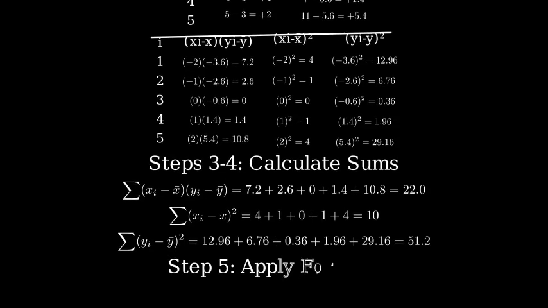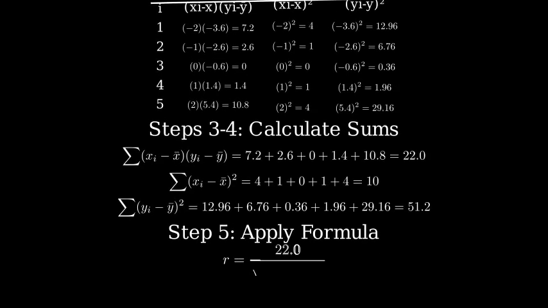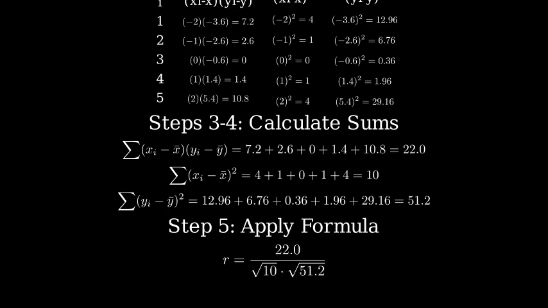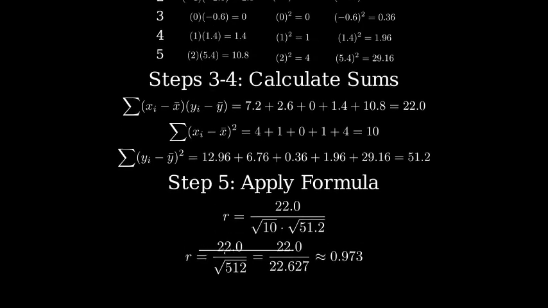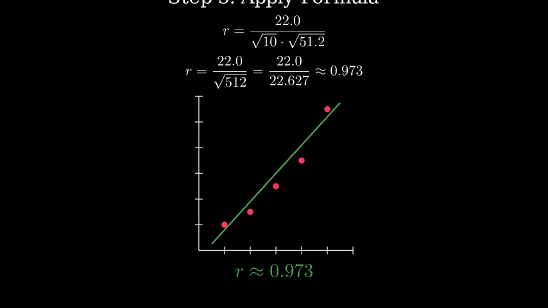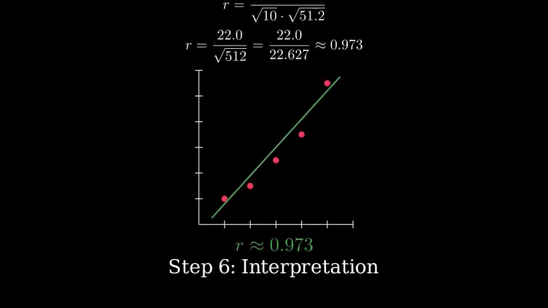Step 5. Now we can apply the correlation formula using our calculated values. R equals the sum of the products of deviations, which is 22, divided by the square root of the sum of squared x deviations, which is 10, multiplied by the square root of the sum of squared y deviations, which is 51.2. This gives us 22 divided by the square root of 512, which equals 22 divided by 22.627, approximately 0.973. Step 6. Finally, we interpret our result.